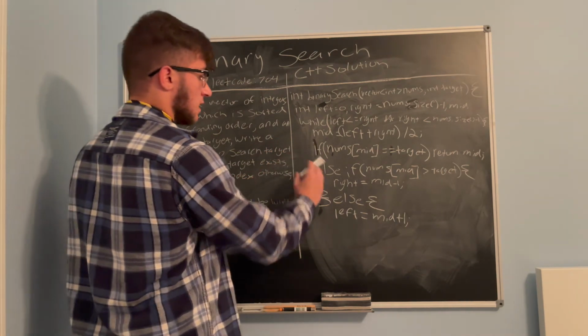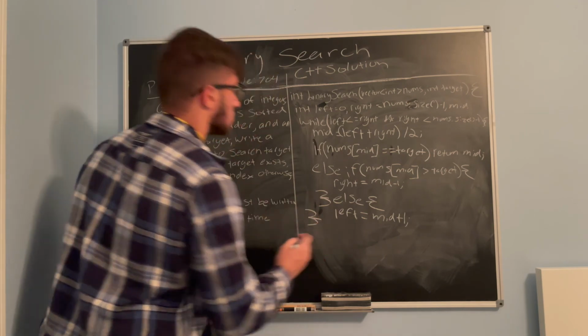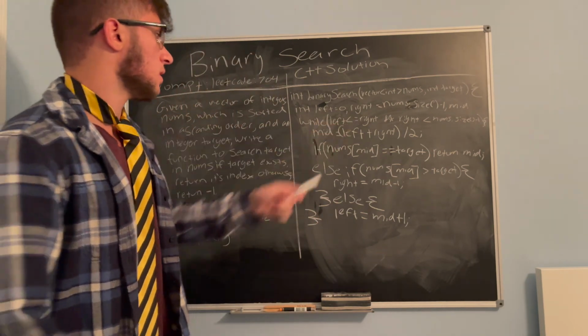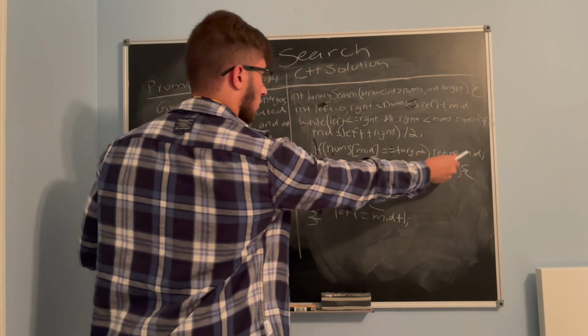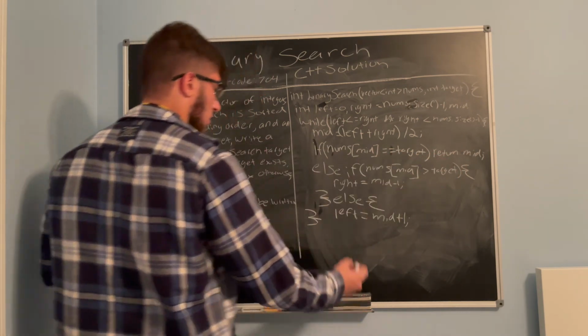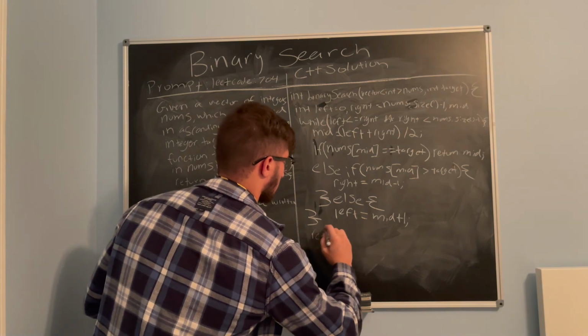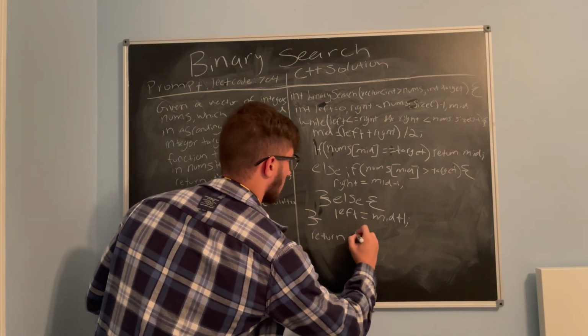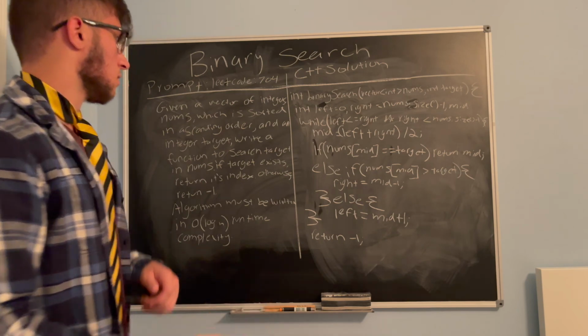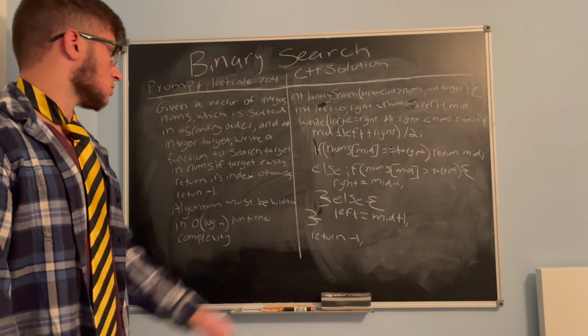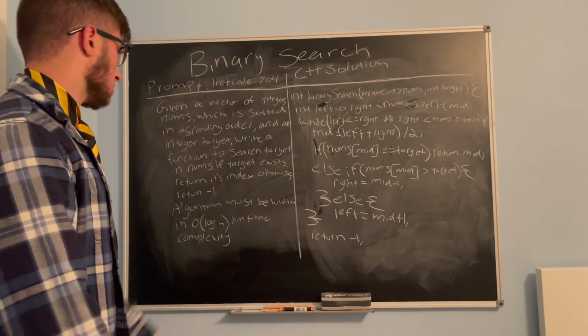But if this does not happen, however, say we get to the end of the while loop and we still have not found our mid value here, we're going to return -1, just like that. And that should solve the binary search problem.